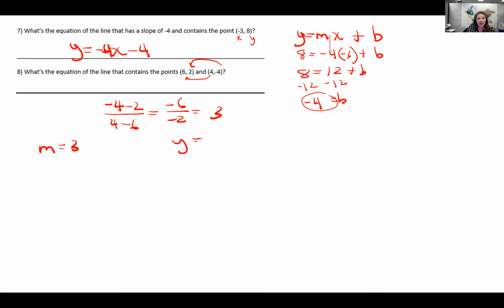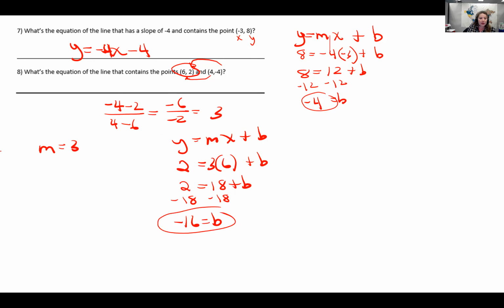And now I'm going to use my formula. So I'm going to use the second point here. So my y is 2. My slope is 3 times x is 6. So 3 times 6 is 18. And then when I subtract 18 from both sides, I get my y-intercept is -16. So I have both parts of my equation. So my answer is y equals 3x minus 16. And that's the answer.